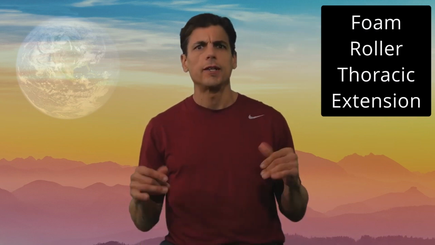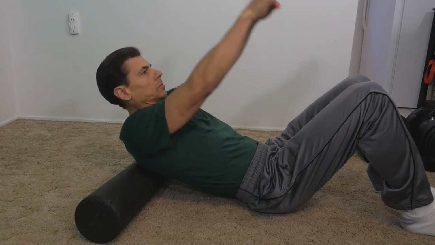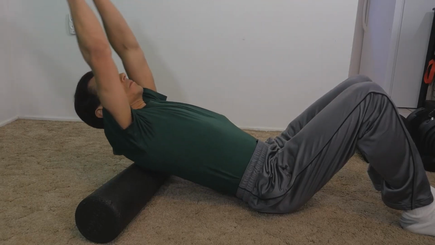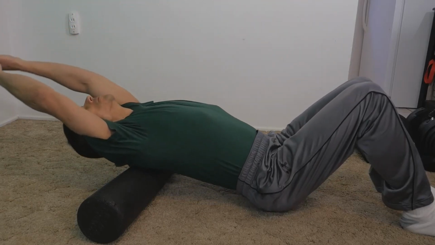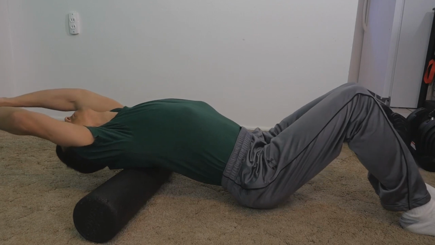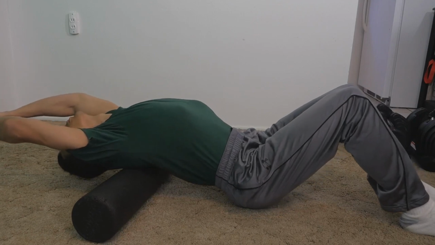What you're going to do is you're going to lay on your back with your knees bent, soles of your feet on the floor. And you're going to take a foam roller, put it behind your back just beneath your shoulders, and it's resting against your scapula. You're going to extend your arms above your head, keep your neck in a neutral position, and then lower the backs of your shoulders, your scapula, to the floor.